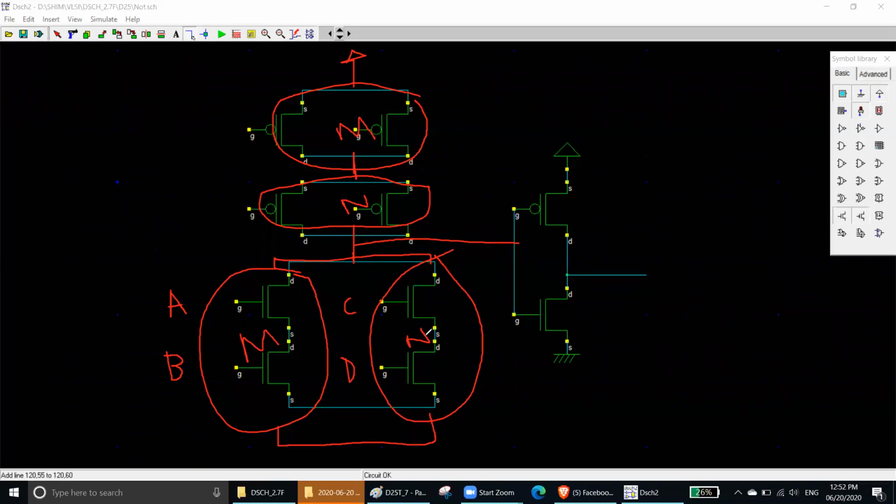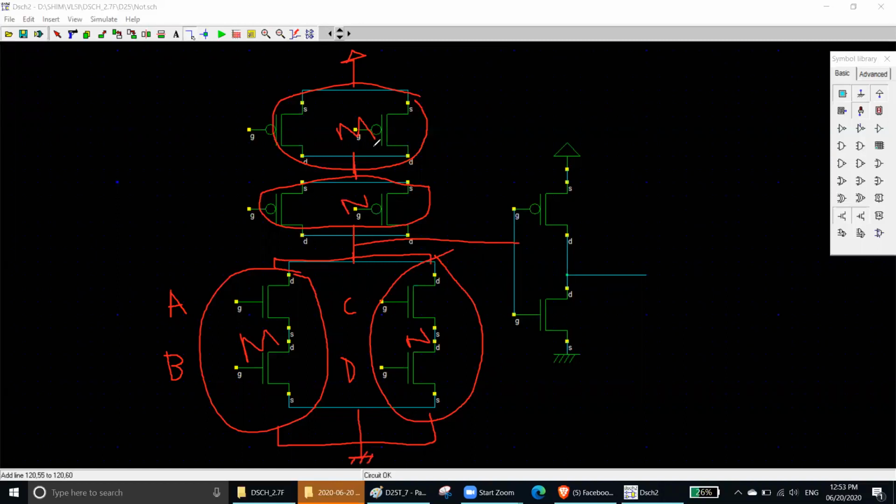See, they are series. And AB and CD, they were plus. That means M plus N. M plus N, so they should be parallel. See, they are parallel. It's a blue color. Parallel. And at the bottom, they should have their what? Ground. Understand?